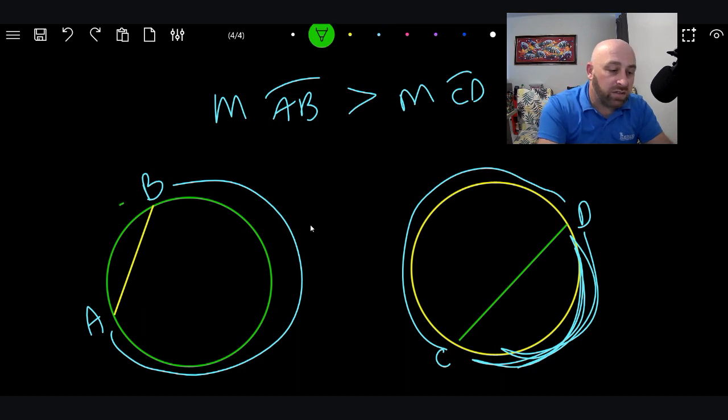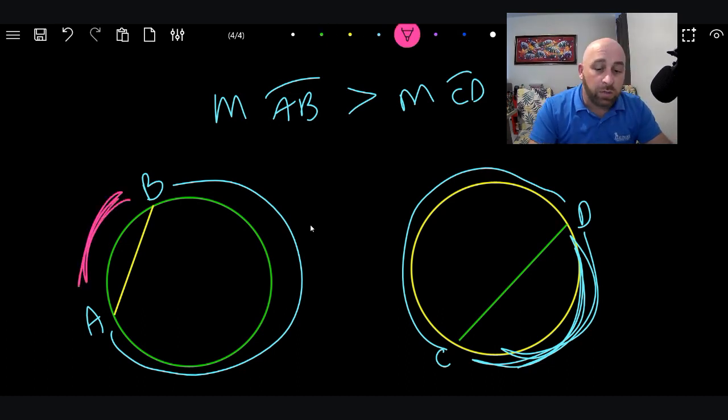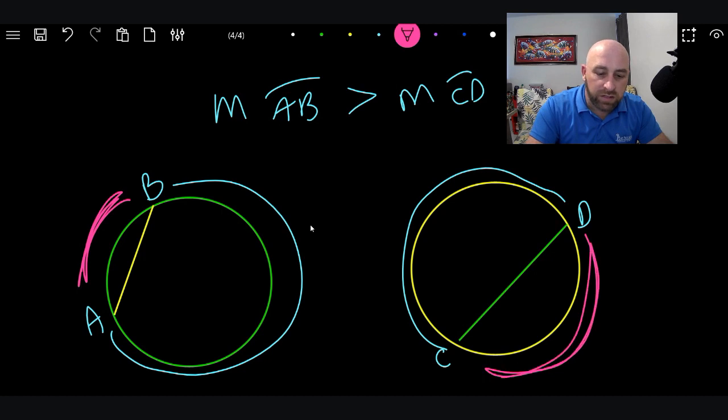So in other words, this part of the arc, let me change that color, this part of the arc is smaller than this part of the arc for CD. And I think you can see that. It's pretty obvious, right? CD, the pink part, is much larger than the pink part on AB. But the blue part on AB is much bigger than the blue part on CD. So you can visually see that there.